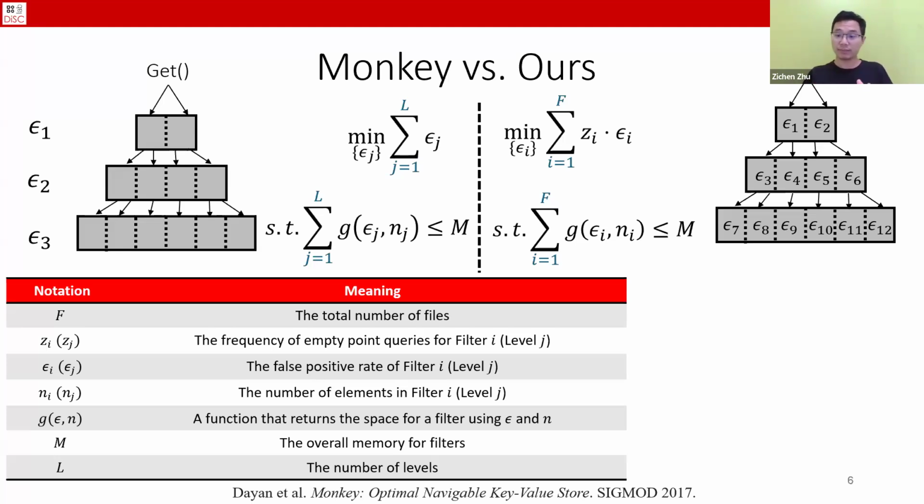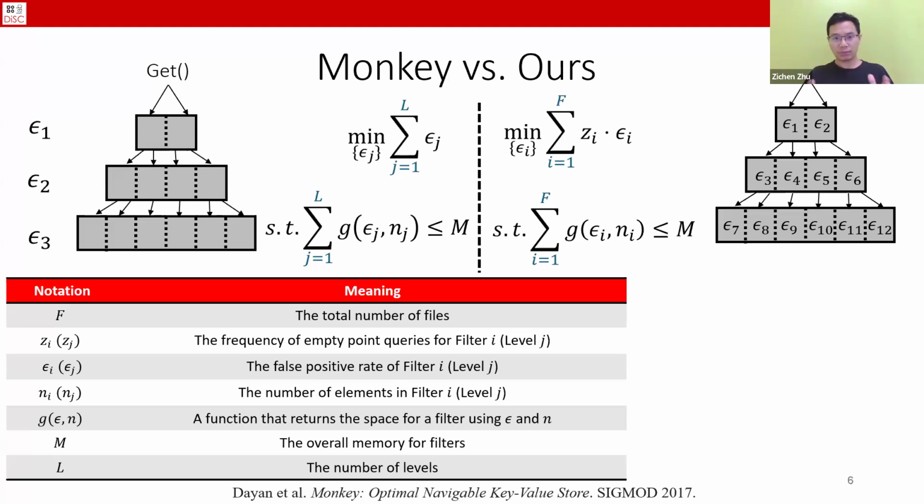Before we even solve this Monkey optimization problem, we could already imagine that because files in shallow levels naturally have a higher access frequency, files in shallow levels will have larger bits per key or lower false positive rate. But in our model, we do not necessarily have this guarantee, especially when the query workload becomes more skewed, because we have the z_i coefficient to control the access frequency. But is that all the difference between Monkey and ours?